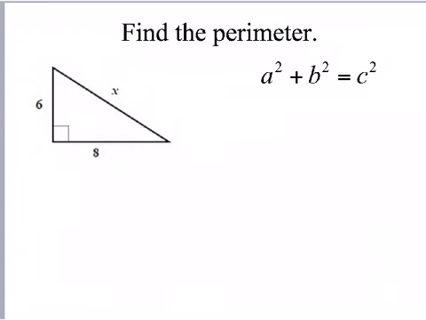So 6 and 8 are A and B. It doesn't matter which is A and which is B. It's just one's A and one's B. So we're going to call A 6. We're going to call B 8. And we're going to call C, well, the hypotenuse is x. And that's what we're trying to find. And now we want to solve this.